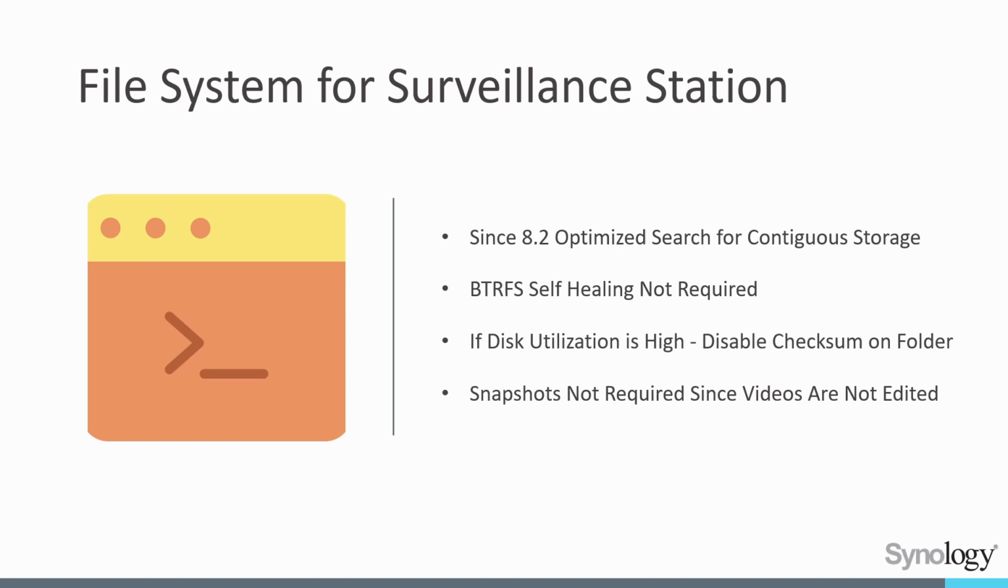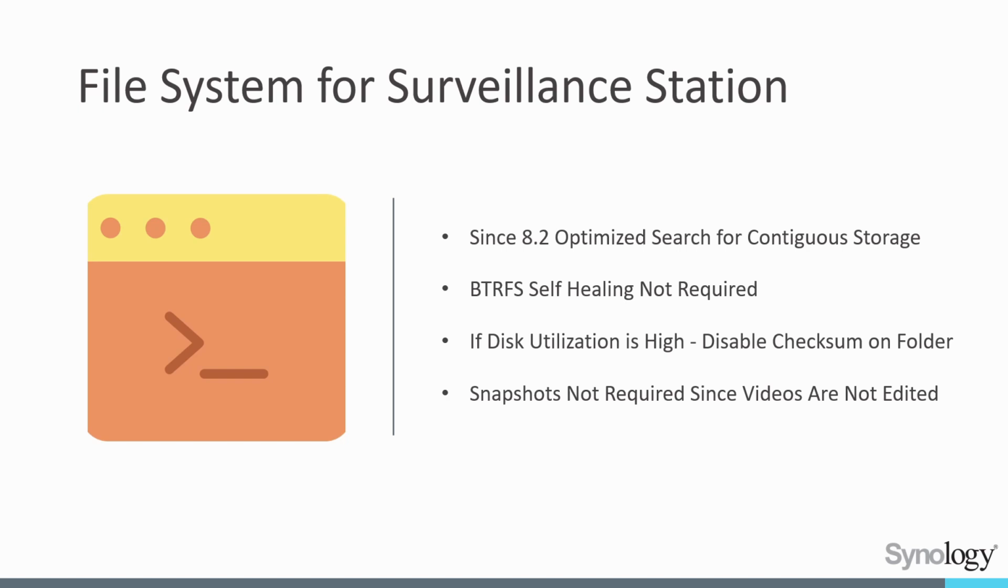And so previously, you would almost always go with ext4 if it was dedicated NVR. But what's interesting about Surveillance Station is the data is utilized in a different way than normal packages in Synology, with a Synology NAS. So BTRFS self-healing is not required for videos because you're not changing and editing those videos on the fly like you would a normal file in File Station. So you don't really need that full self-healing. And in fact, if your disk utilization is high, you might want to create a new shared folder and make sure to disable checksum on that and have that be your recording location, because the checksum adds additional layers of metadata. So as that continuous stream of video is rolling through, it's trying to find contiguous storage.